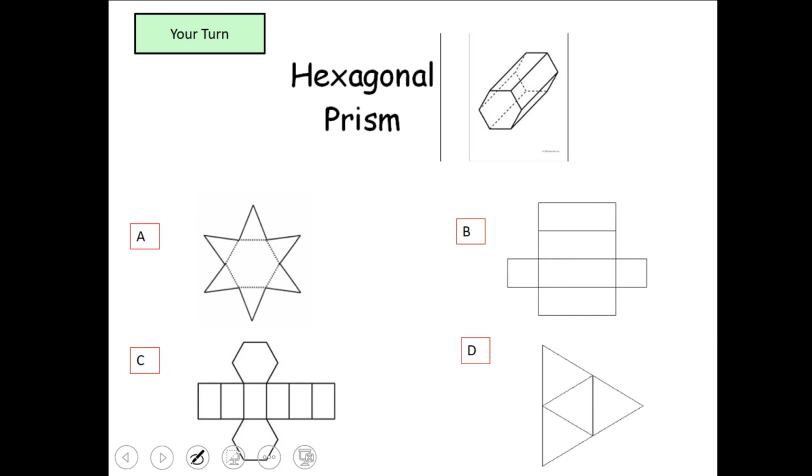Okay, your turn again. Have a go at doing this question. Please pause the video. Okay, the answer that you should have got is C. So how you work that out is you've got 8 faces, 2 hexagons and 6 rectangles. And the only one that has that is C.